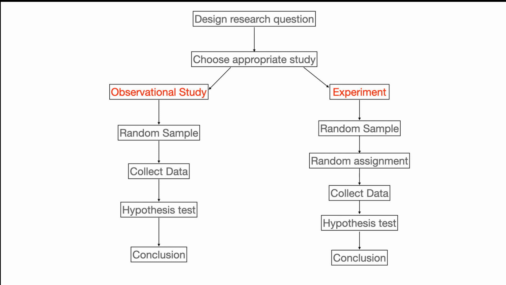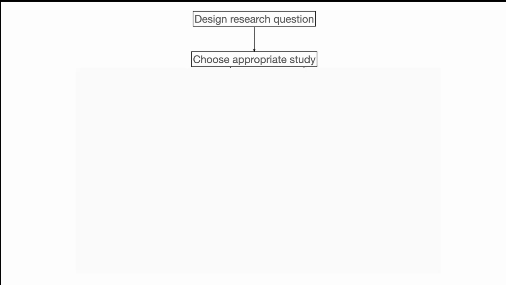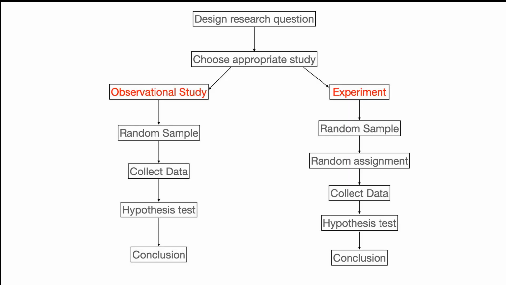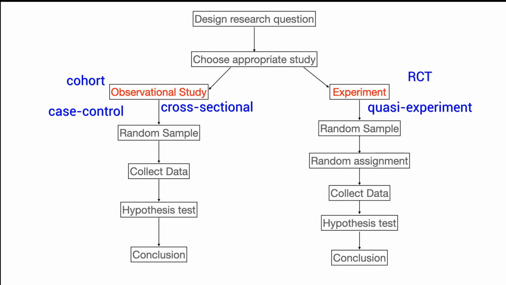So what I have on the screen now is a framework for how a research study is conducted. Now let's take a look at the first step. This is to conduct an appropriate study, and there are many different types to choose from. Going back to our framework, the biggest division here is of observational studies versus experimental studies.